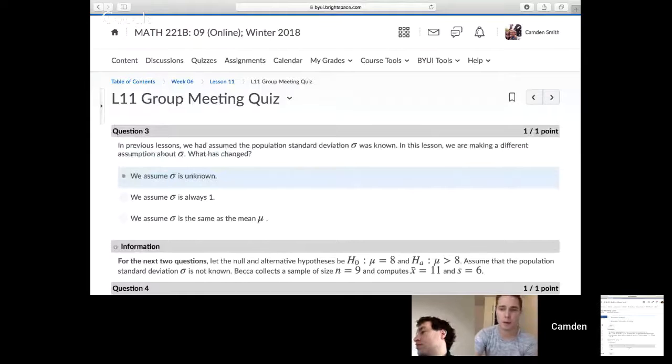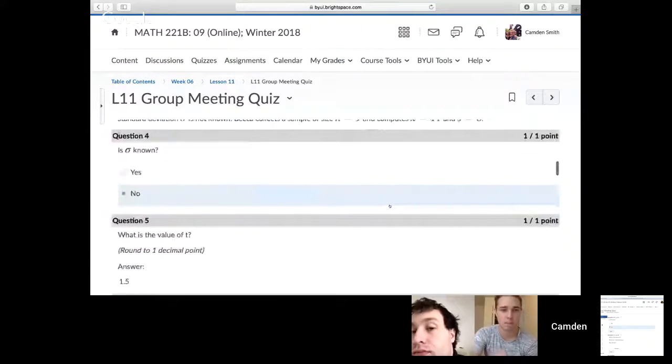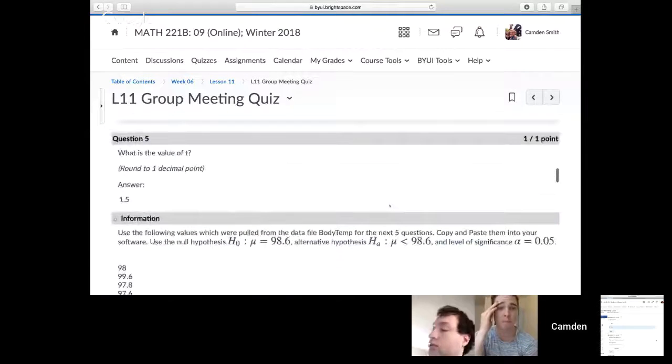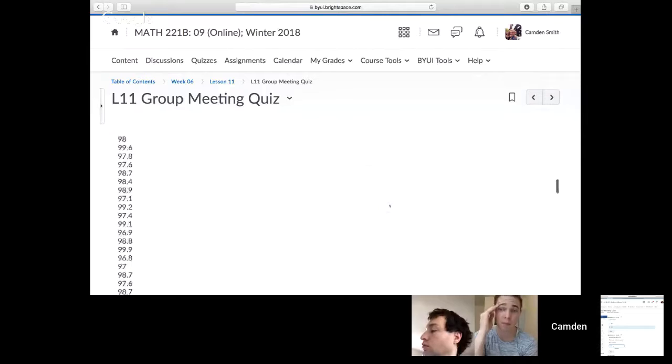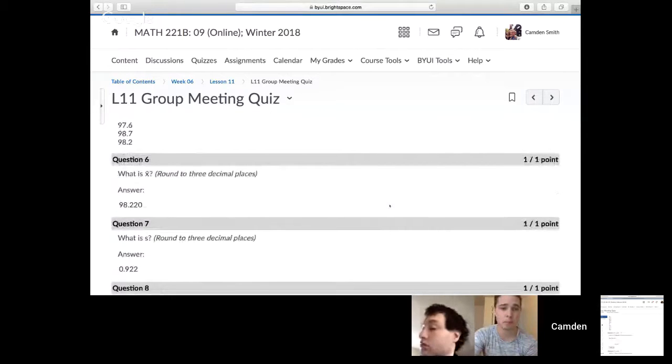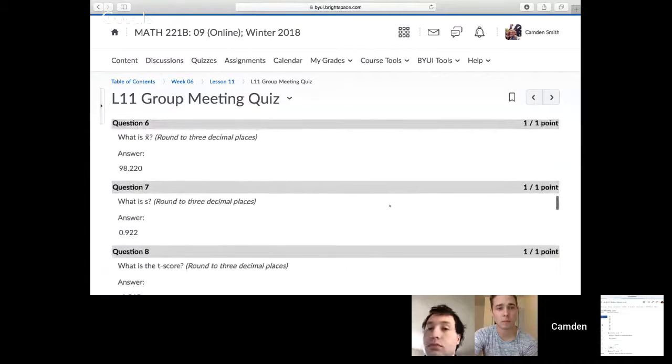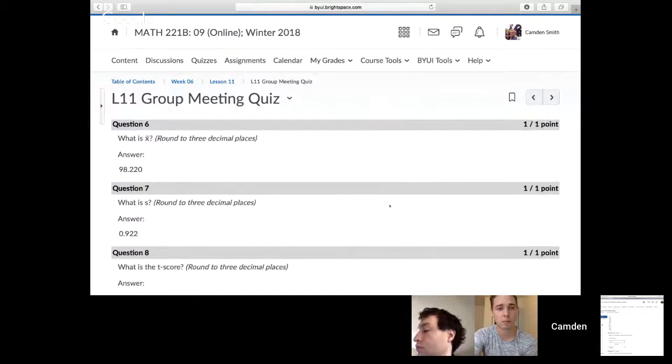Is sigma known? No. Okay, 3 and 4 are easy. Never mind. So 5. 1.5. 6 is 98. Yeah, I think just doing it helped.